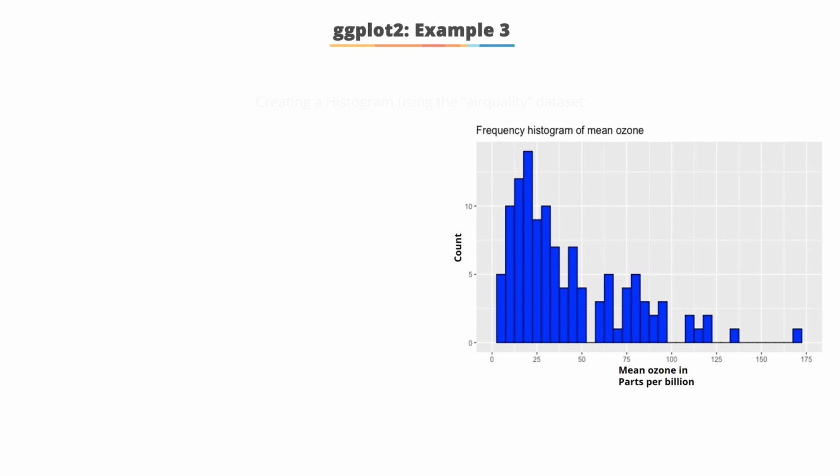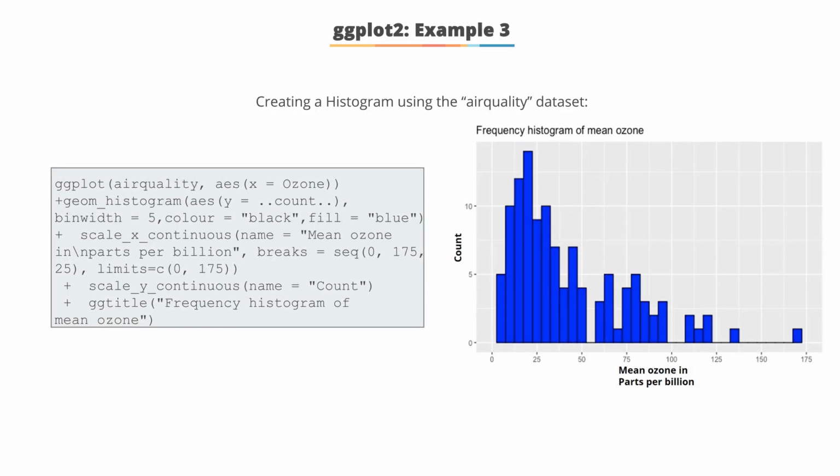So if we want to create a histogram using the airquality dataset, again, we've loaded ggplot2, airquality is the dataset, and then we're looking at ozone. geom_histogram. If you've noticed a common theme, geom is used for all of the ggplots. And so we're using the histogram. We're saying we want the bin width to be 5. So every 5 will create a new bar. We want the border of all of these to be black, and we want to fill it with blue.